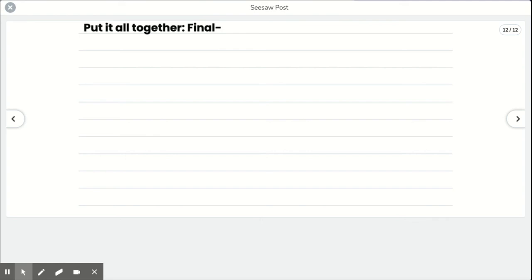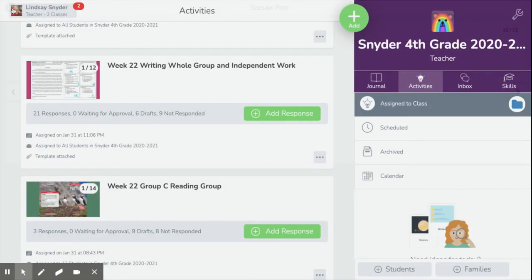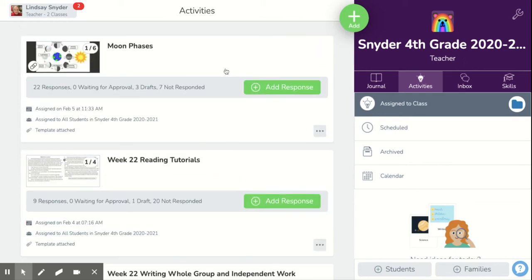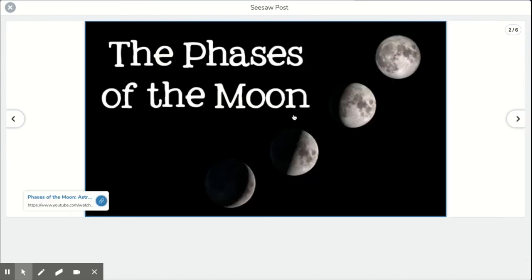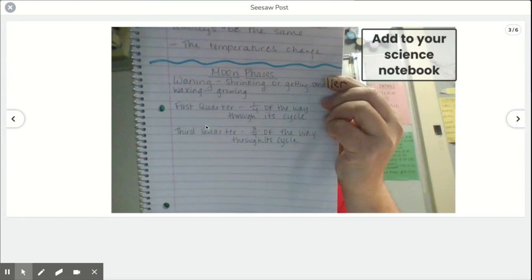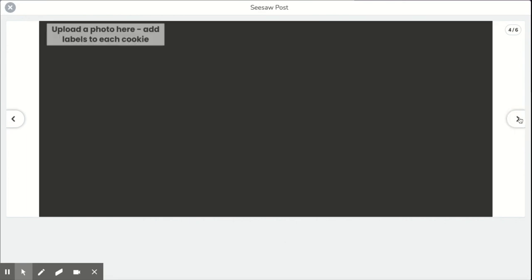Then when we came back from lunch and recess, we got into science, and we got, all right, so here, moon phases. When you open this up, here's the phases of the moon. And so we recreated this model with our Oreos, and we watched this video here, so you can click on this link and watch that about the phases, and it describes each one. And then we added some notes to our notebook, so those are there, so make sure that gets into your science notebook. And then this is where we uploaded a photo, and we had labels for each of our cookies.